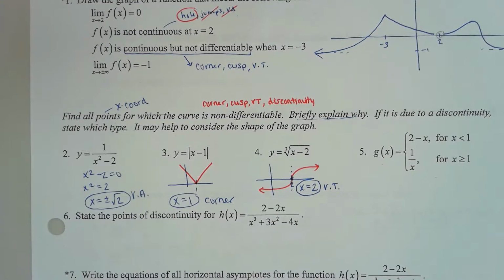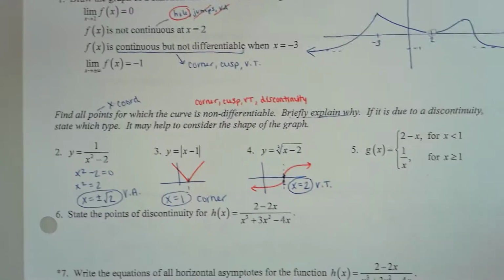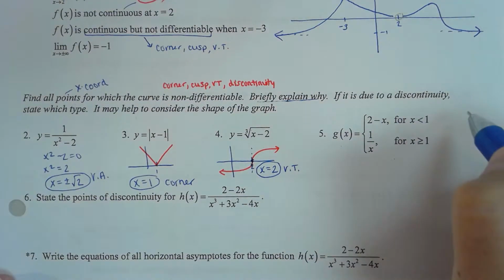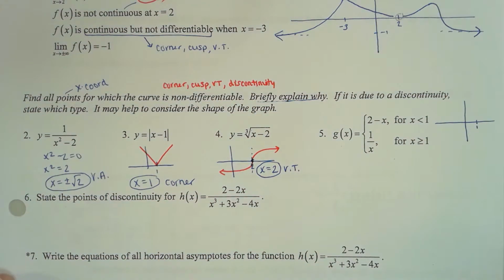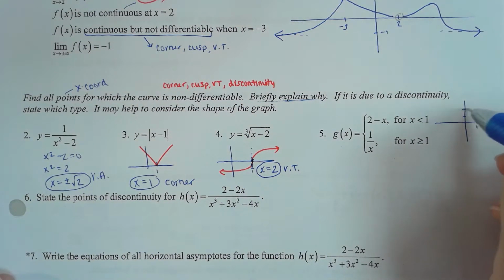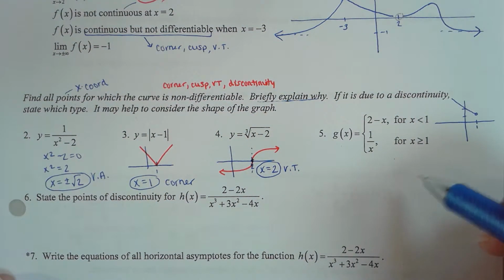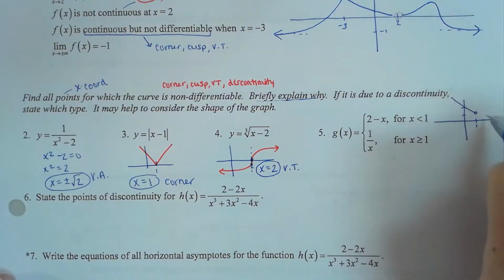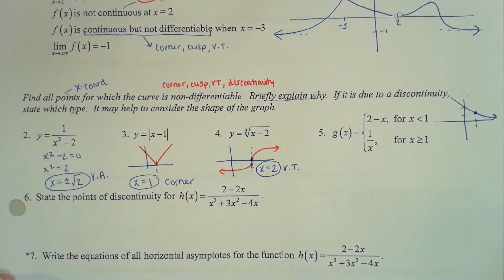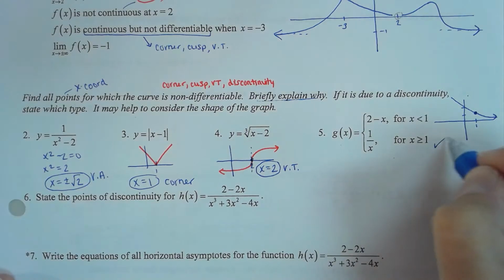Number 5 is a piecewise, and if you want to graph the piecewise, by all means, let's do that. I'm going to do that very quickly here, as best I can. Something interesting is happening at 1. I have the line 2 minus x to the left of 1, and then I have 1 over x coming down when x is greater than or equal to 1, and it's going to fill that hole in. So I know it's continuous.